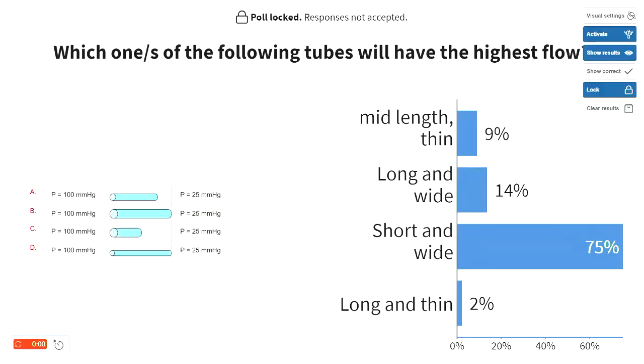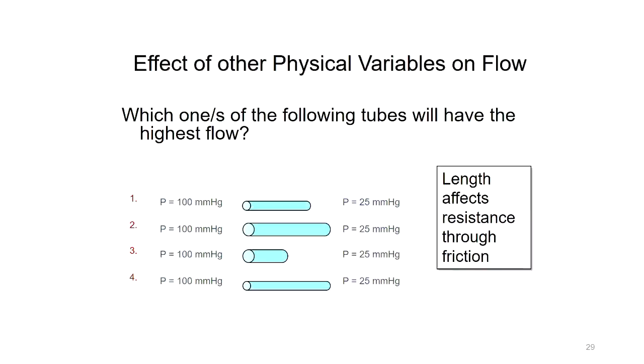So we're just building our cardiovascular system a little bit here. Length affects resistance through friction, and diameter contributes to that clearly, as we've already seen.